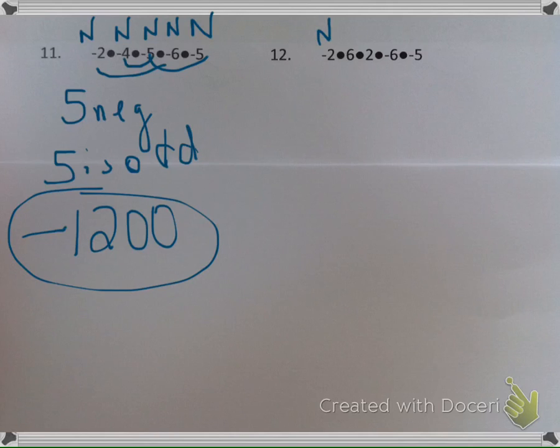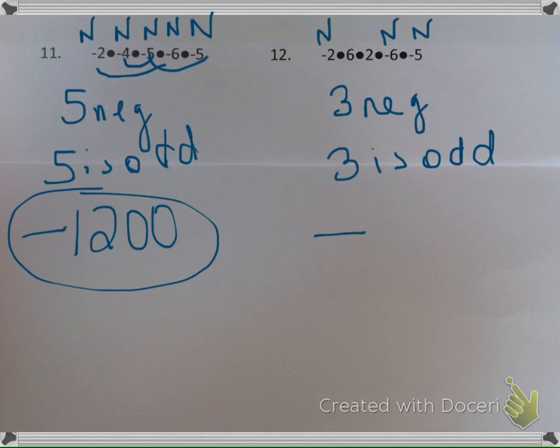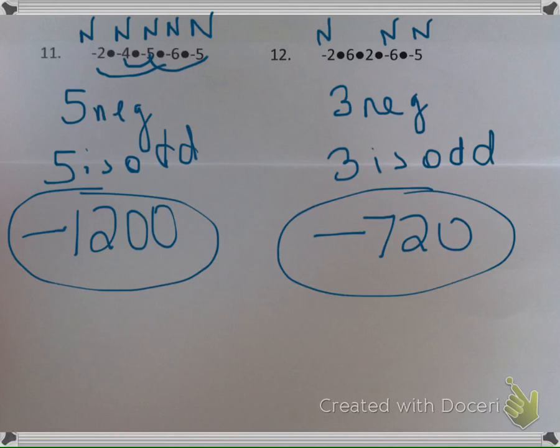Number 12, we have a negative 2 times 6 times 2 times a negative 6 times a negative 5. So that's 3 negatives. 3 is odd. So my answer is going to be negative. And I'll do, let's see, 2 times 5 is 10. 6 times 6 is 36. 36 times 2 is 72. 720. Negative 720. Okay, and that's your notes for today.